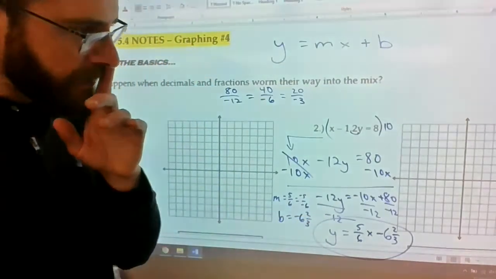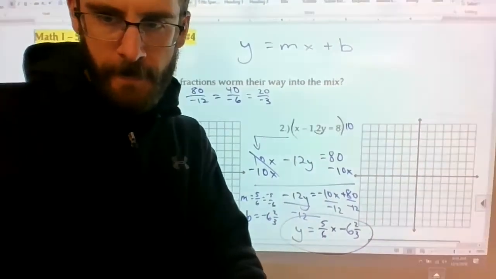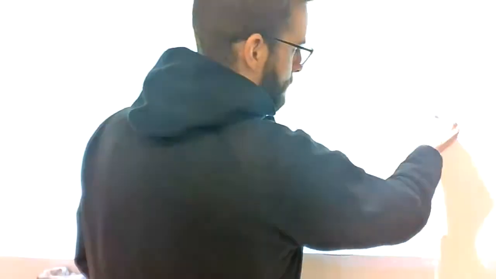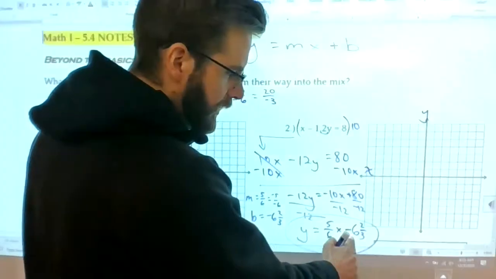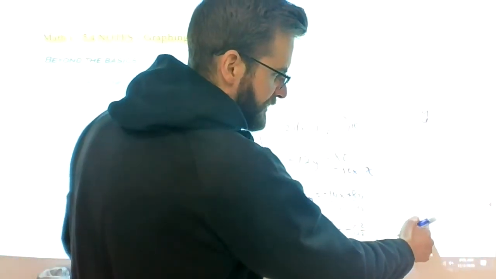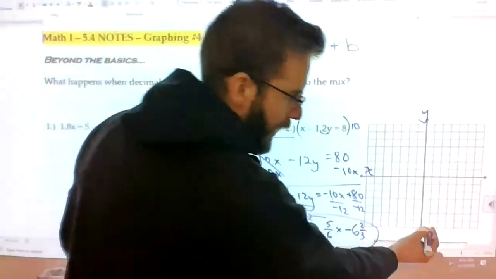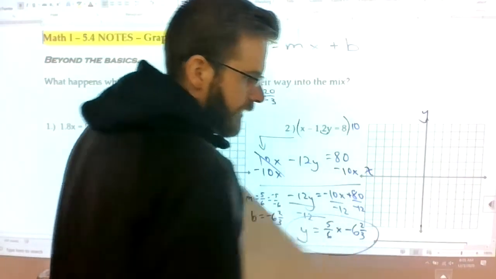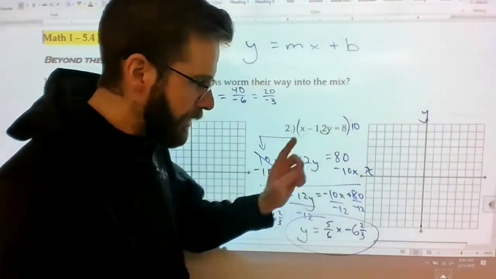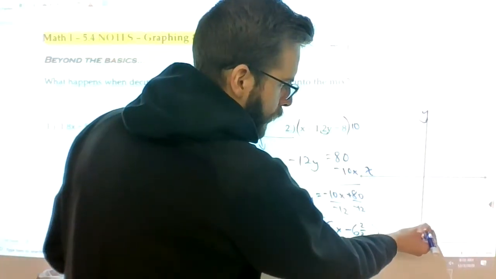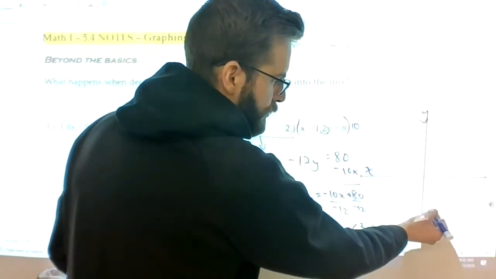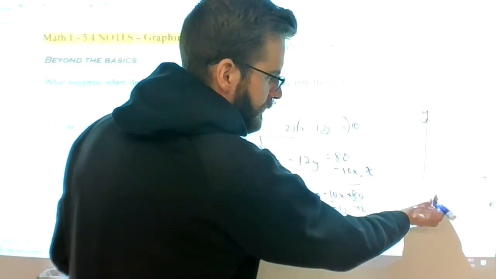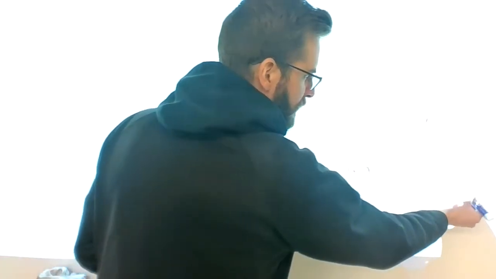So I'm going to start almost at the bottom of this grid. Down 1, 2, 3, 4, 5, 6. Then 2/3 of the way down, closer to negative 7 than it is to negative 6. From there, I'm going to go up 1, 2, 3, 4, 5. Right 1, 2, 3, 4, 5, 6.